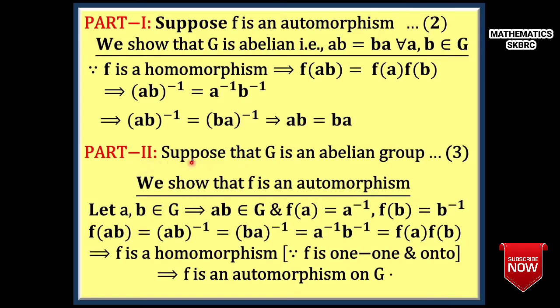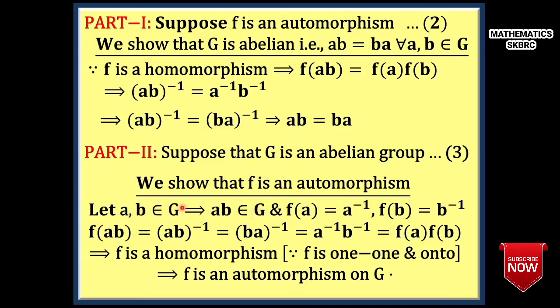Part 2. Suppose G is an abelian group. We show that f is an automorphism. We already proved f is 1-1 and onto. It is enough to prove that f is a homomorphism. Let A, B belongs to G, that gives AB also belongs to G by using closure property.